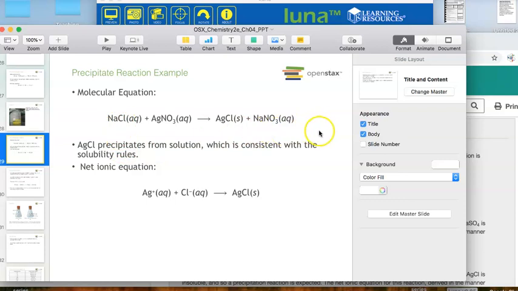And then, of course, you break everything apart. Your sodium is going to break apart into ions. Your chlorine's not going to, so it stays. And then your nitrate is going to be common on the other side too. So you're left with a net ionic equation of silver and chlorine forming silver chloride solid or precipitate.